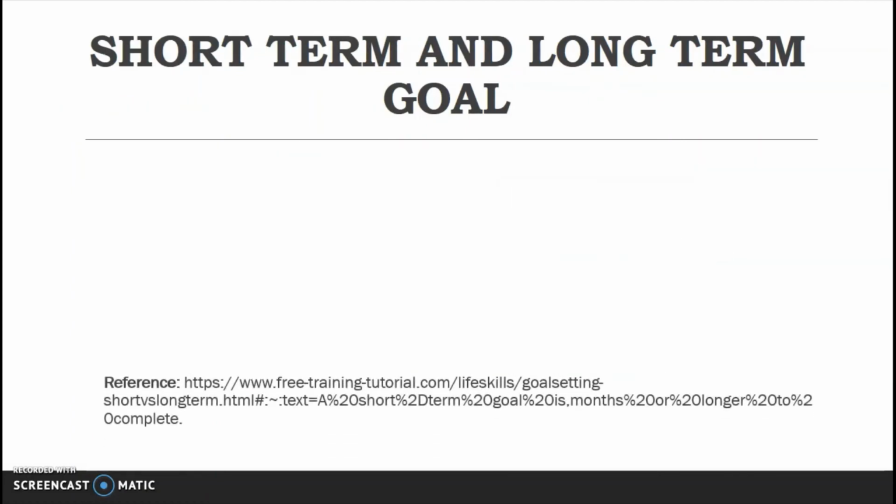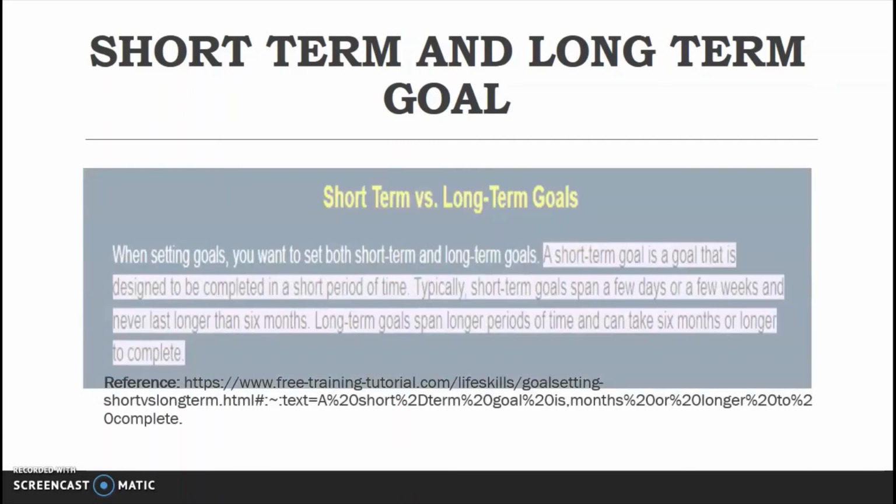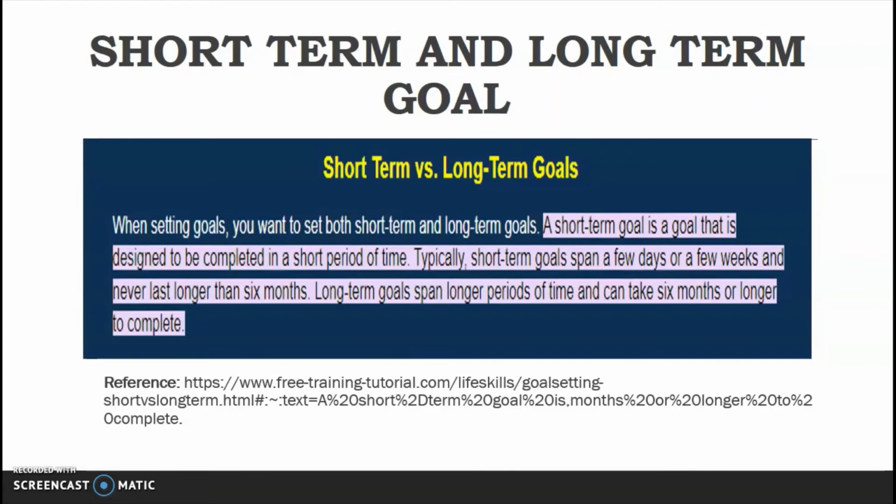According now to this reference, which is from online, short-term goals versus long-term goals. When setting goals, you want to set both short-term goals and long-term goals. A short-term goal is a goal that is designed to be completed in a short period of time. Typically, short-term goals span from a few days to weeks, while it never lasts for more than 6 months. While long-term goals span longer periods of time and can take 6 months or longer. So ang kanyang definition naman dito is, 6 months and below is short term and 6 months above is long-term goal. Okay, that's according to this site.